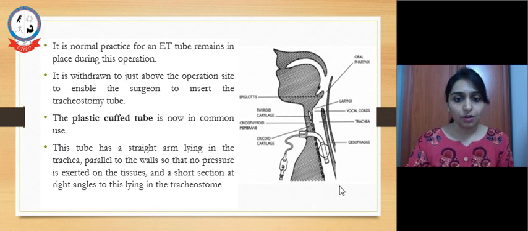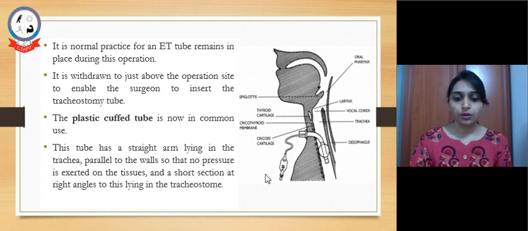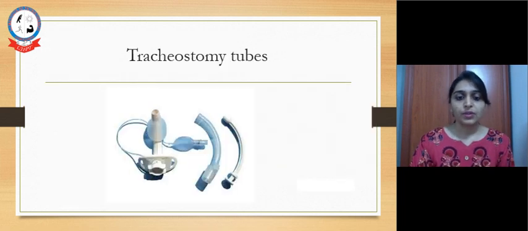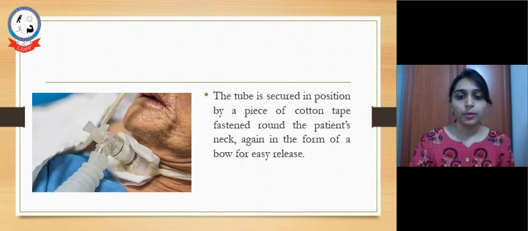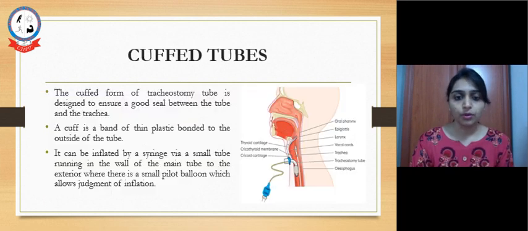There are varieties of tracheostomy tubes which we are going to see today, and here we can see the parts. It has a straight arm here. There is a right-angled flange over here, which will prevent the tracheostomy tube from going inside the trachea, and there is a small tube running around, which is a pilot balloon which we are going to see in a few minutes. Here are the parts of the tracheostomy tube, and the tracheostomy tube is secured in position with cotton tape fashioned in a bow around the neck.